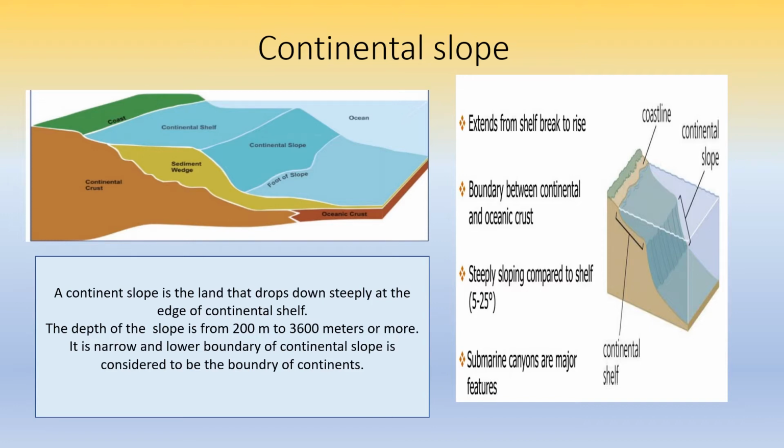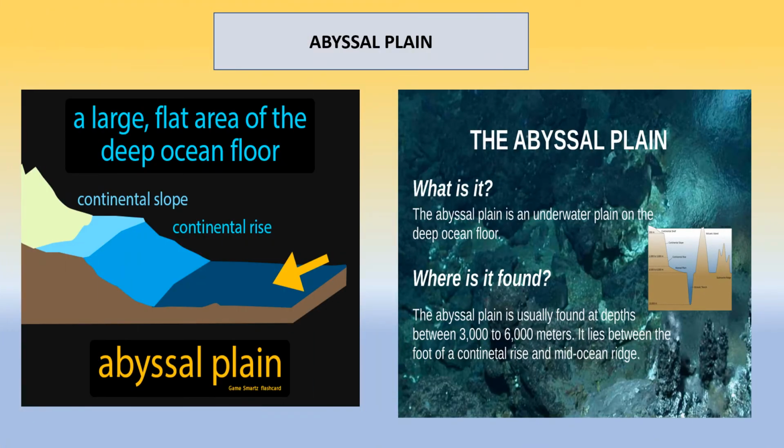Now I have a 3D image for you to understand where we find the continental crust. The continental slope extends from the shelf break to the rise. It is the boundary between the continent and the oceanic crust, steeply sloping compared to the shelf. The gradient is about 5 to 25 degrees, and submarine canyons also come into existence in this region. The continental slope is also one of the areas where we find large masses of fish.